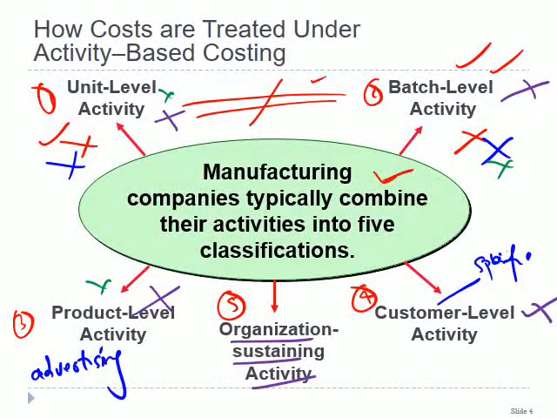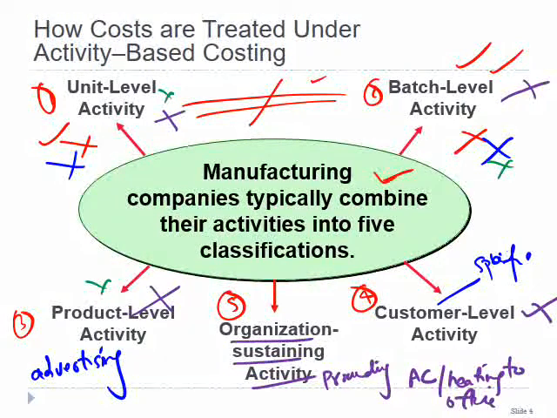So what are the examples? For example, providing air conditioning or heating to the office, or cleaning the CEO's office or employees' offices. These are all organization sustaining activities.